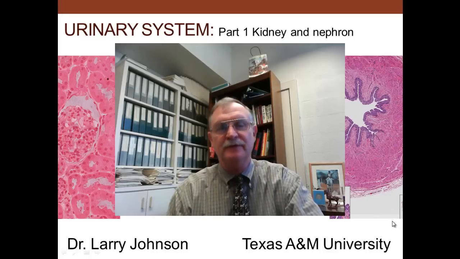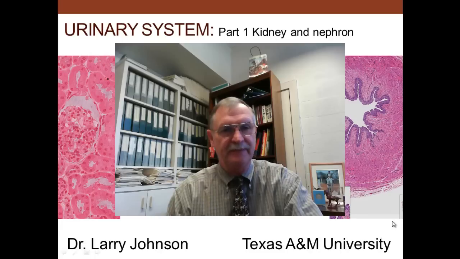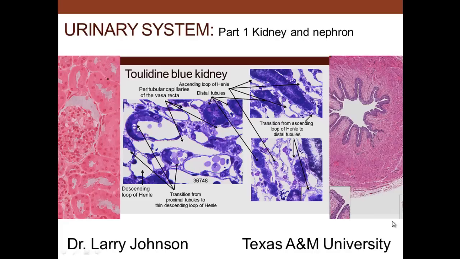Today we'll be talking about the urinary system. The urinary system is divided up into two parts. The first part has to do with the kidney and the nephron. The second part has to do with the function of the kidney and the excretory ducts. Urinary system, Part 1, the kidney and nephron.